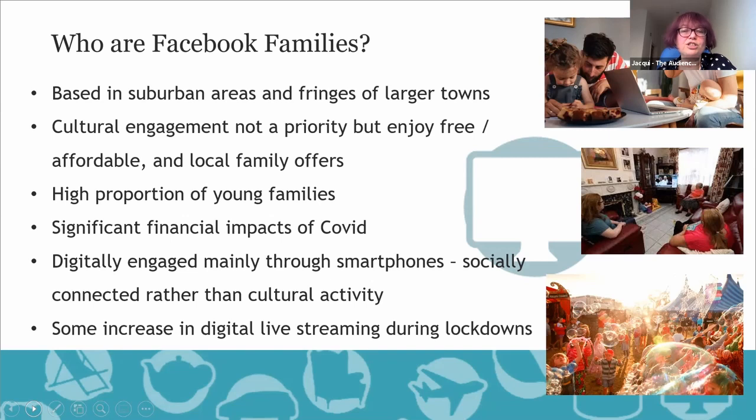the return is guaranteed. So this is a group who really enjoy getting out and about with their family and friends to theme parks and things like that, which are not inexpensive, but they have a guaranteed experience. So they know they're going to have a good time when they go out. That's the sort of thing that they're looking for.